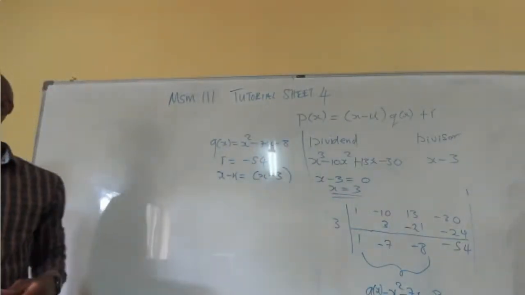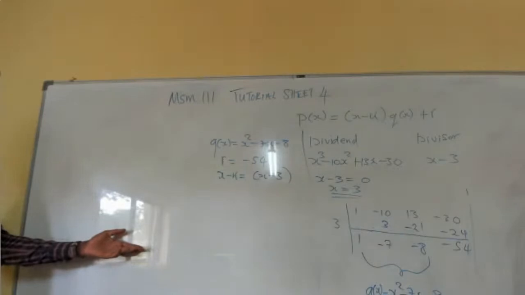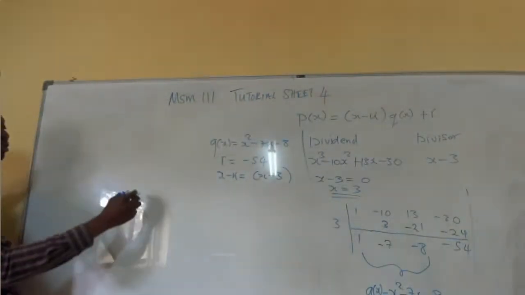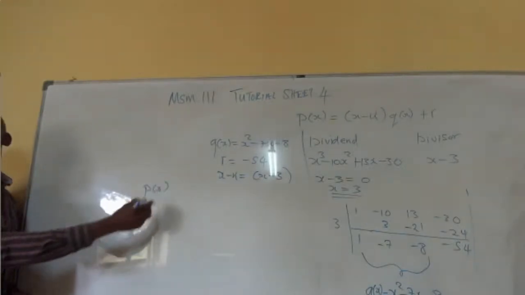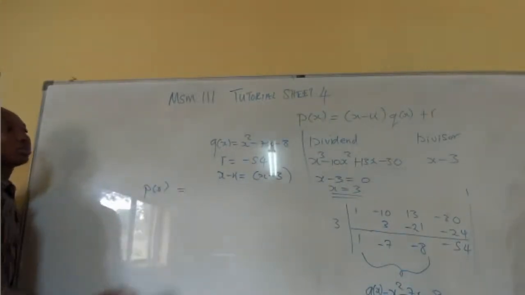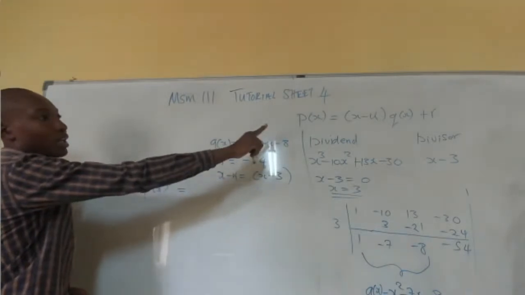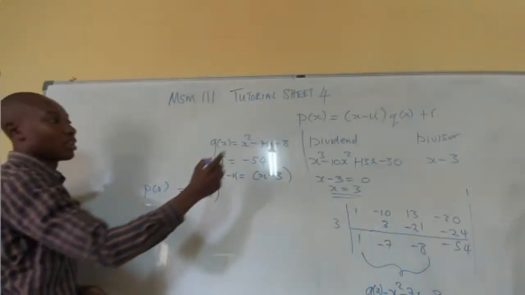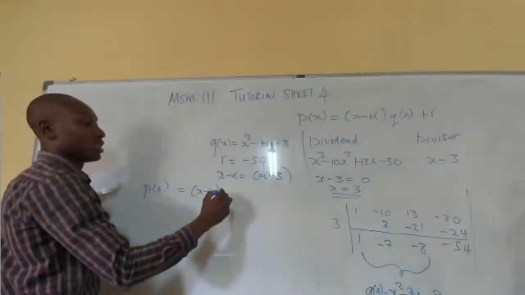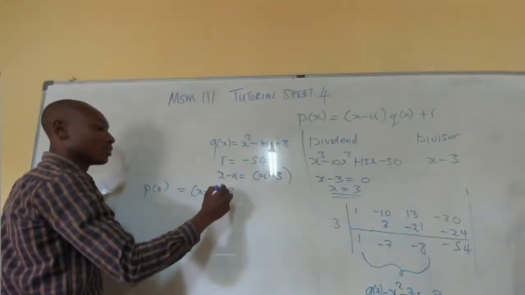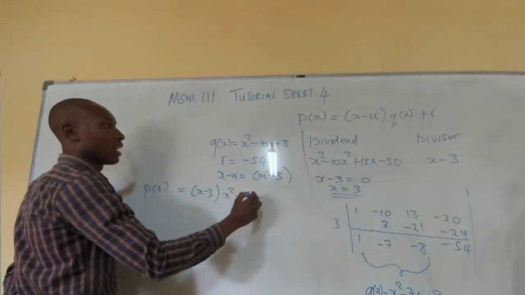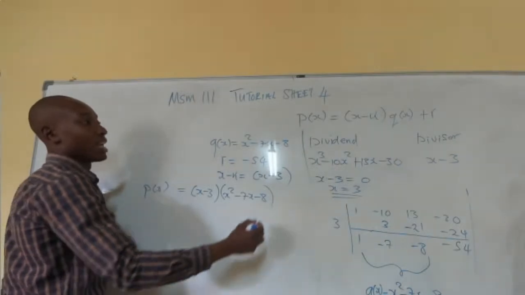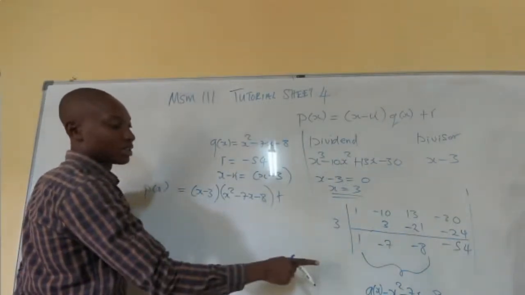Writing it in this form, we are therefore saying p(x) is equal to (x minus 3) multiplied by the quotient, x squared minus 7x minus 8, plus the remainder, which is negative 54.